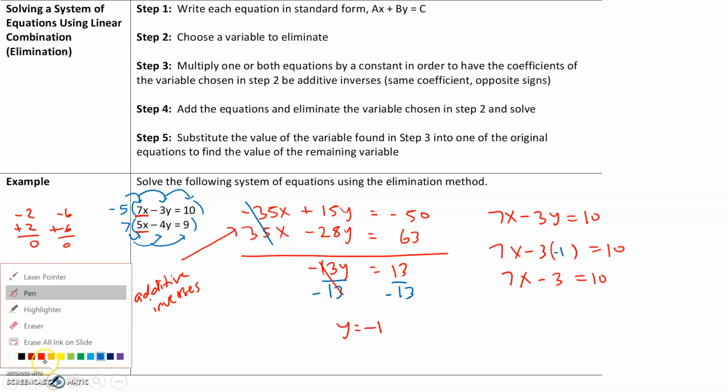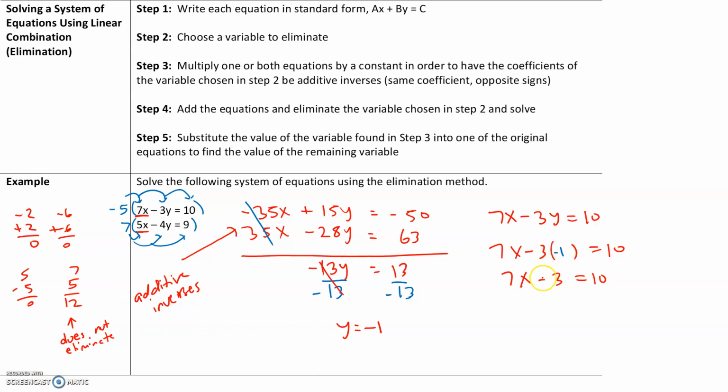Okay, so now here's what we have. We have a negative 3 times a negative 1, which is a positive 3. So we got 7x plus 3 equals 10. I subtract 3 from both sides, so I get 7x equals 7, and that means x equals 1. I always write my answer as an ordered pair, so my answer is going to be 1 comma negative 1. My x value is 1, and my y value is negative 1. If I want to check my answer, I can plug it into each equation to make sure the left side equals the right side.